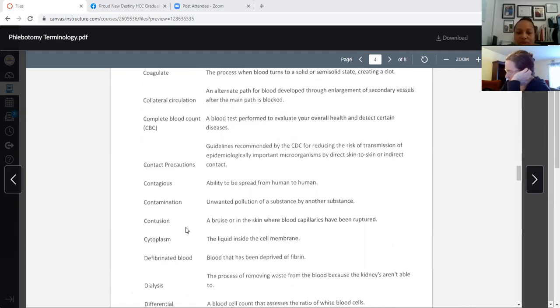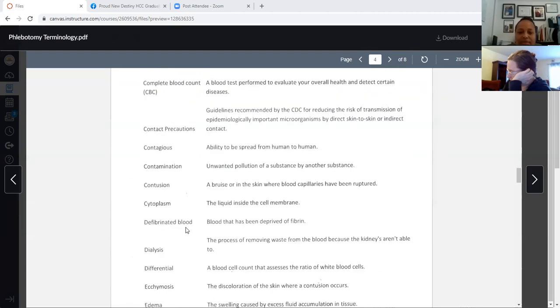Contusion, you want to highlight contusion. That is a bruise in the skin where blood capillaries have been ruptured. Cytoplasm, the liquid inside the cell membrane. Defibrinated blood, blood that has been deprived of fibrin. Dialysis, the process of removing waste from the blood because the kidneys aren't able to.